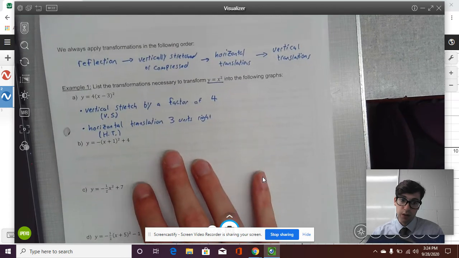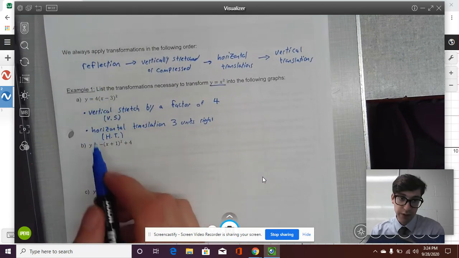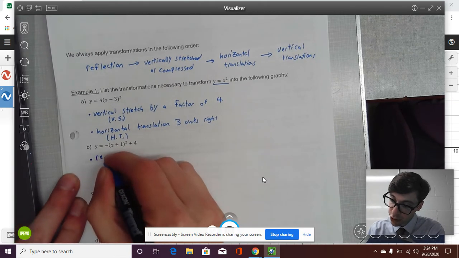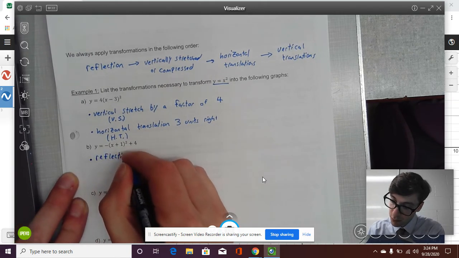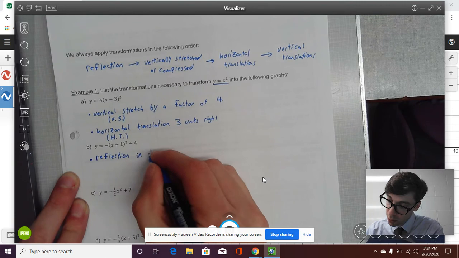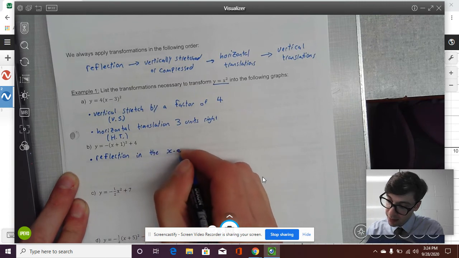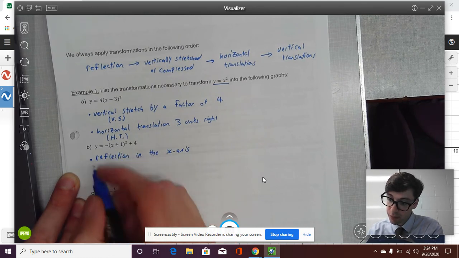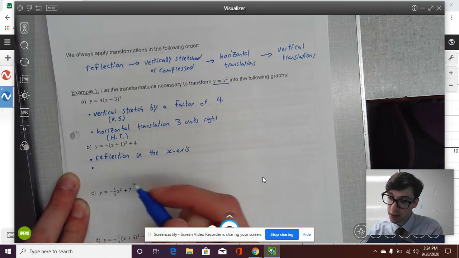Let's do another one. Okay, so first, we always want to check if there's a reflection. This one does, because my A value is negative, so I would say reflection in the x-axis. Now, the A value is just 1, or the quantity is 1, so there's no stretch, there's no compression. There is an H value. Remember, H is always the opposite, because it's in the bracket.